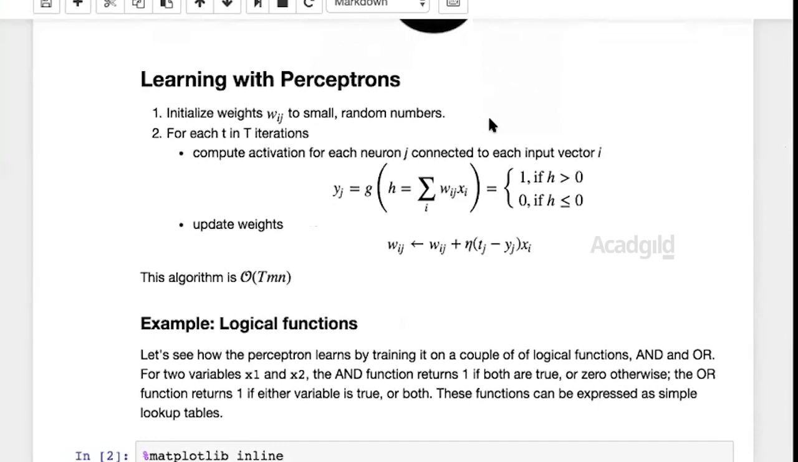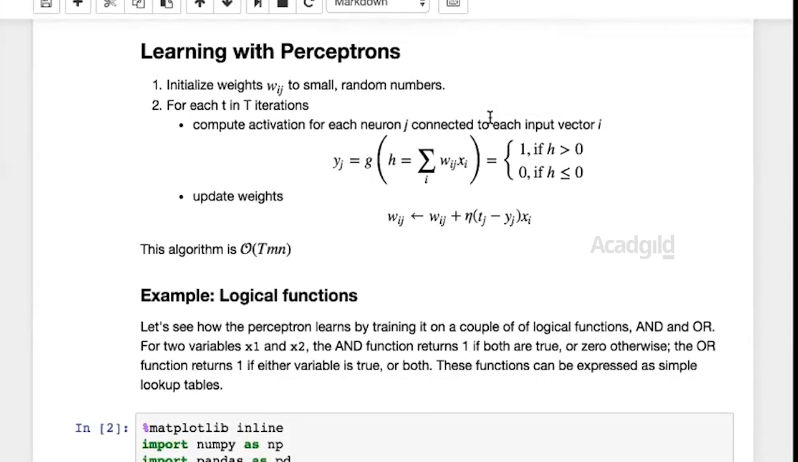Yeah. So this is the practical aspect: learning with perceptrons. First step, there's the two-step process. Initialize all weights to small random numbers. Okay, because remember the universal approximation theorem that I had told you before: any algorithm can be approximated with an ANN, and for sure with definitely a ReLU inside.